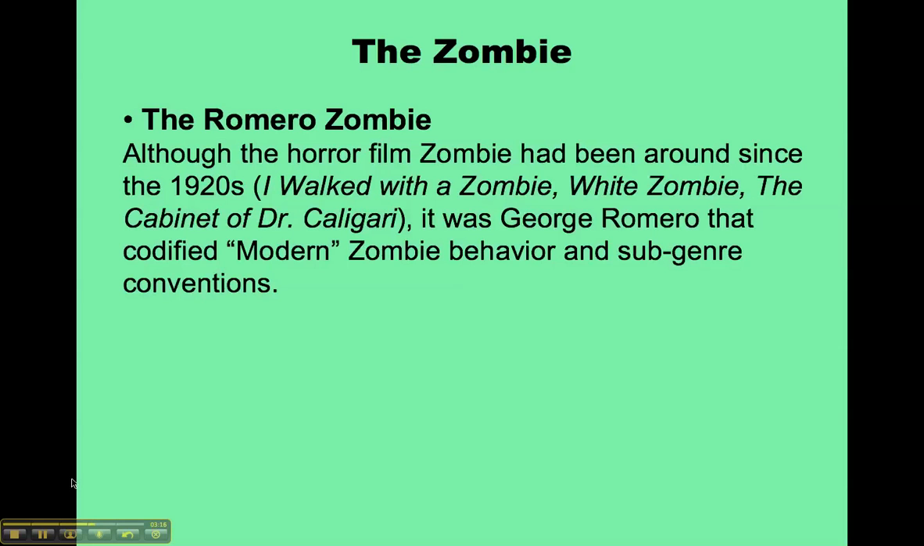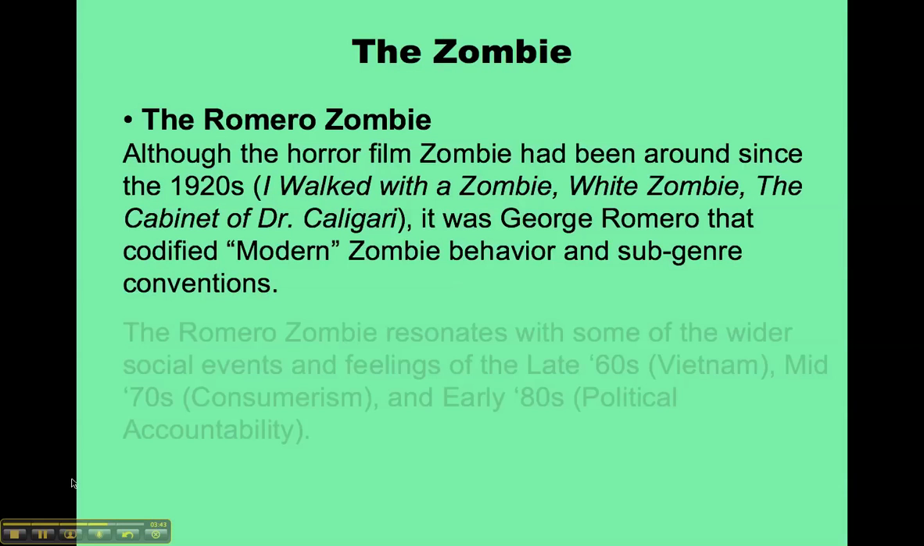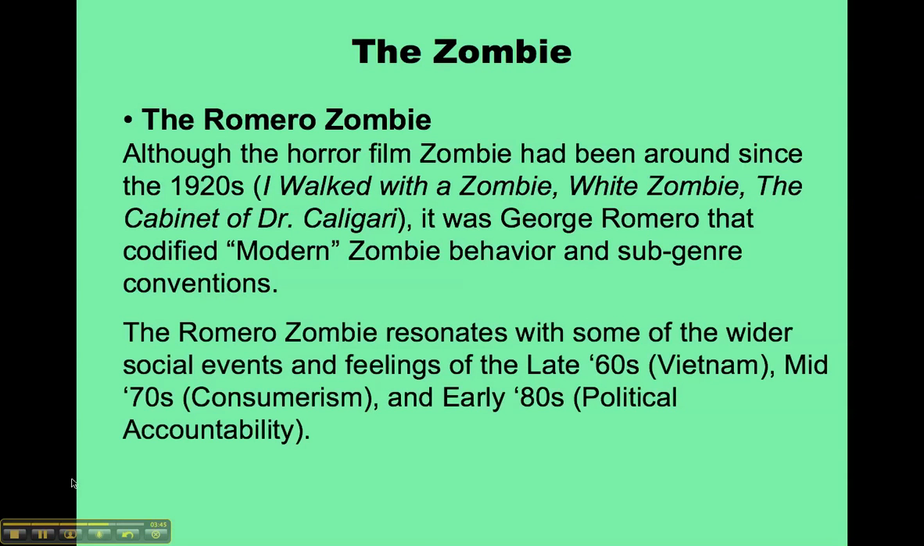So, zombies have been around for a long time. Since as early as the 1920s. So we talked about The Cabinet of Dr. Caligari being one of those German expressionist films where we've got a sleepwalker who's basically a zombie. Also, I Walked with a Zombie, White Zombie, and some of those other films. But it's really the Romero films that codified the zombie behavior and what we tend to think of as being the rules of the zombie subgenre. What are some of those rules? Well, aim for the head, and a lot of the other things you'll actually learn in the film we watched today.